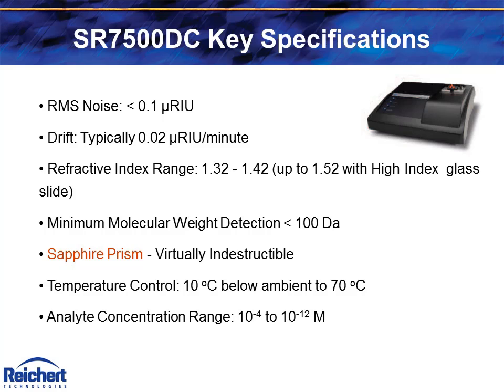The refractive index range of this detector is from 1.32 to 1.42. It can be extended to 1.52 using a high index glass slide. The instrument can detect 100 Dalton analytes. It incorporates a sapphire prism which is virtually indestructible, and a temperature control from 10 degrees Celsius all the way up to 70 degrees Celsius. The specifications provide an analyte concentration range of 10 to the minus 4 to 10 to the minus 12 molar.